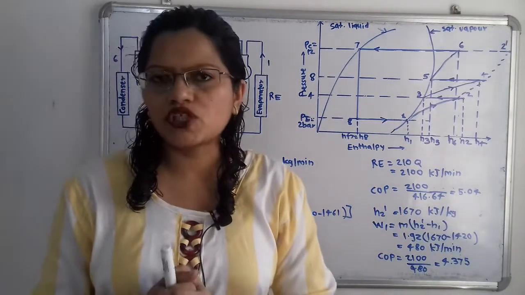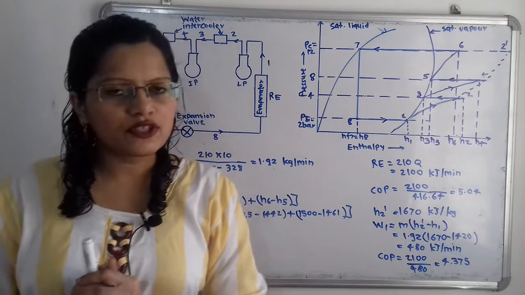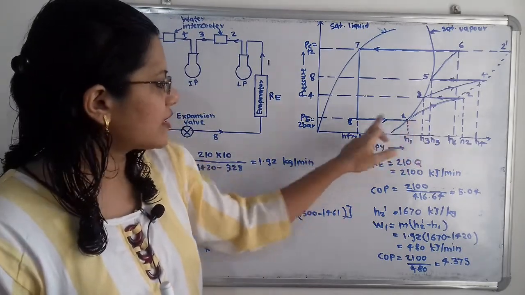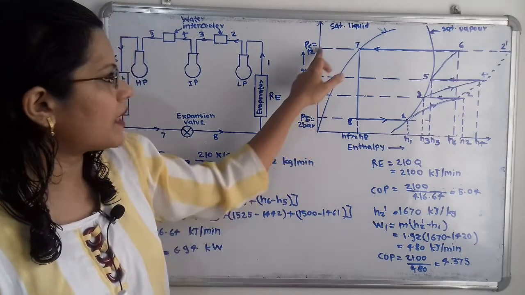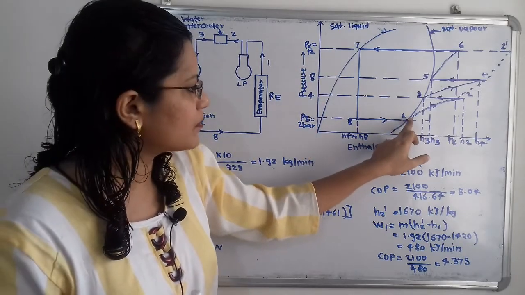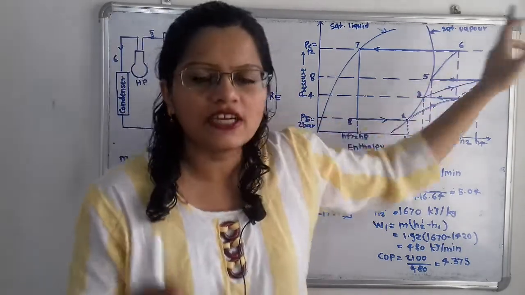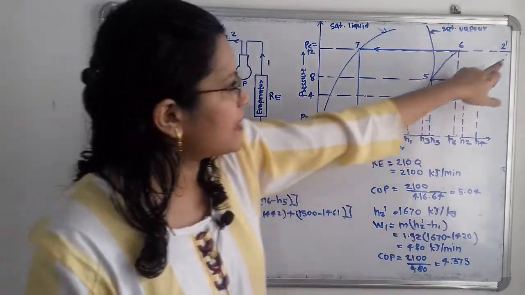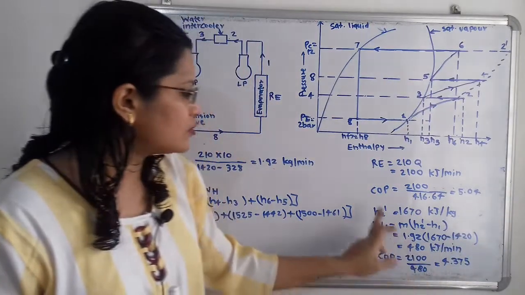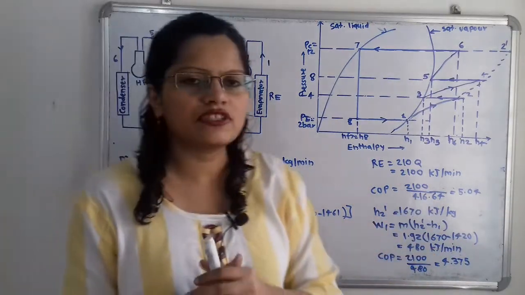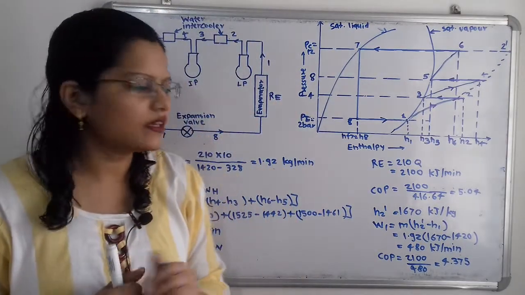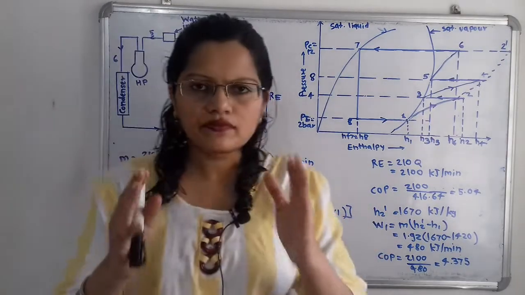Now our next question was: what is the coefficient of performance when direct compression takes place between 2 bar and 12 bar? Here, from point 1 to 2 dash, the compression process takes place. The enthalpy at point 2 dash, H2 dash, is equal to 1670 kilojoule per kilogram.